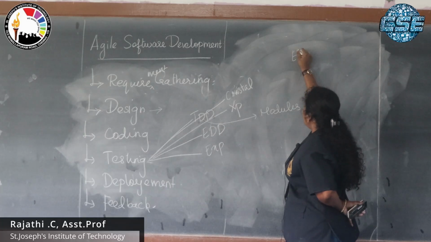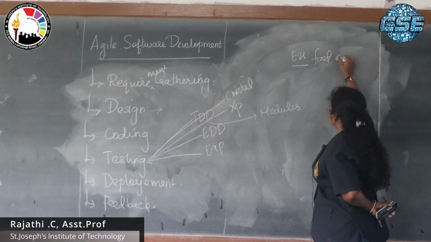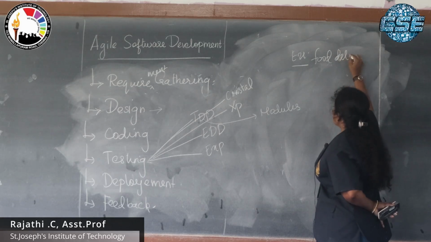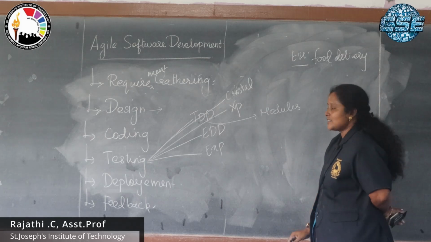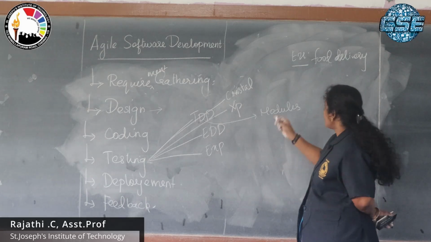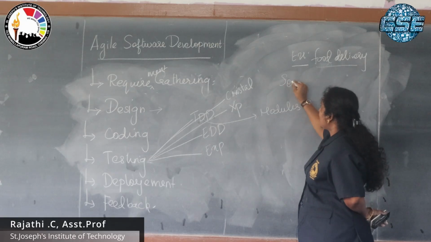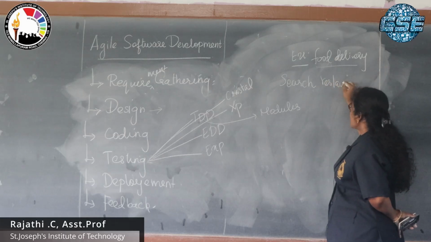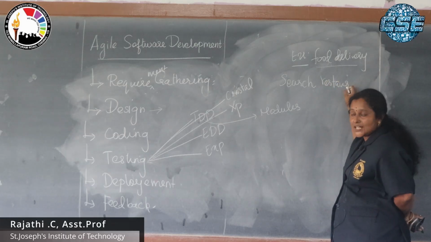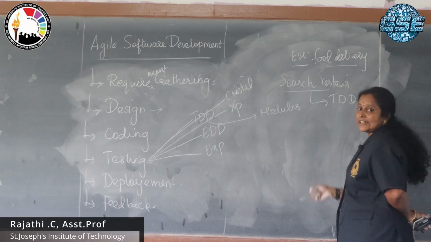Test driven deployment is nothing but dividing the work by modules. For example, if I am working on a food delivery app, many restaurants will be involved. Searching for a particular restaurant, search restaurant, these types of searches will be included in test driven deployment, TDD.